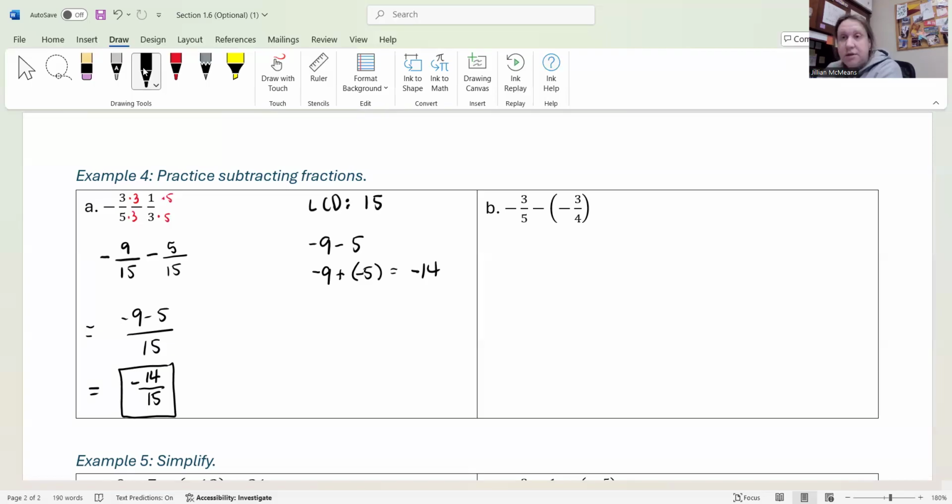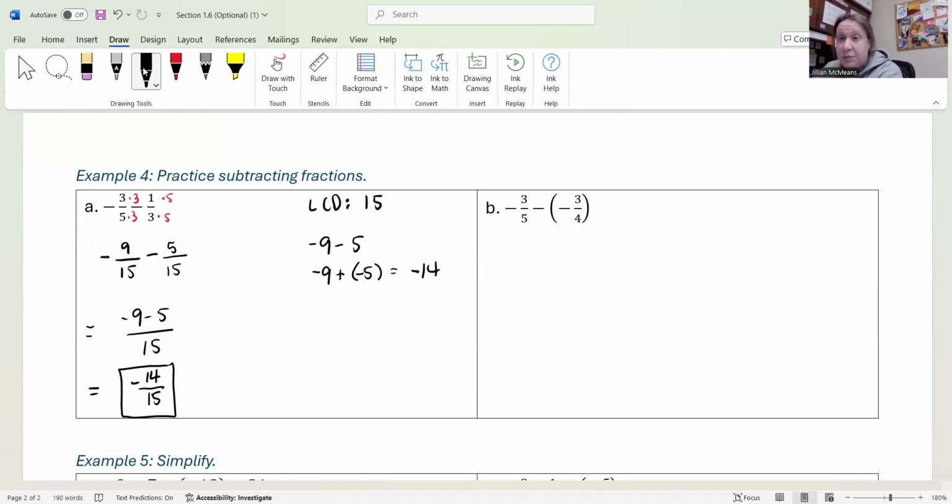So you've got this extra layer here of dealing with the LCD and the equivalent forms, and then also dealing with the rules for subtracting. If you do both of them one at a time, it's not that bad. All right, let's look at part B. So for part B, we have negative 3/5 minus negative 3/4. So again, we're not going to worry about signs now. We're just going to worry about the LCD and equivalent forms.